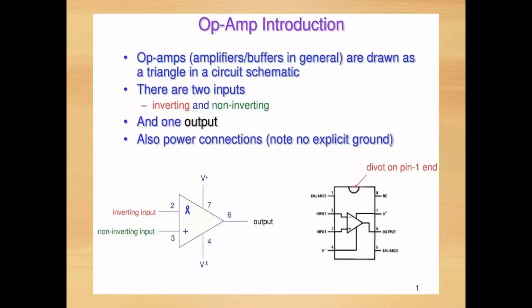The diagram of the operational amplifier is a triangle with two input lines. One is the inverting input and one is the non-inverting input, and one line is the output.